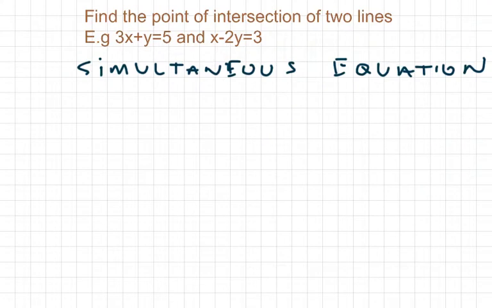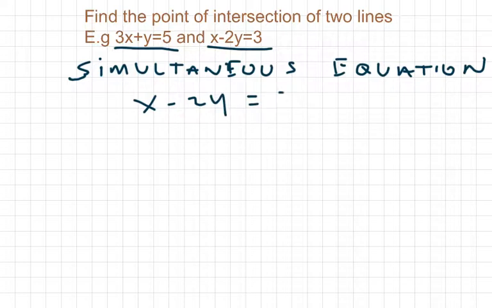To find the point of intersection of two lines, for example, 3x plus y is equal to 5 and x minus 2y is equal to 3, I'm going to use a thing called a simultaneous equation. And I can find out exactly where these lines cross over. So I'm going to take the first line, let's say x minus 2y is equal to 3, and the second line is 3x plus y is equal to 5.